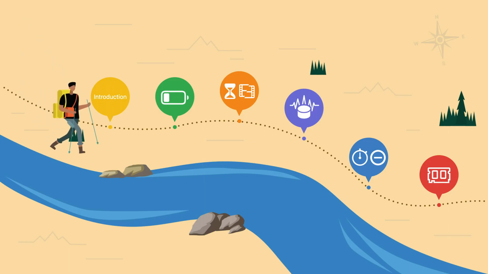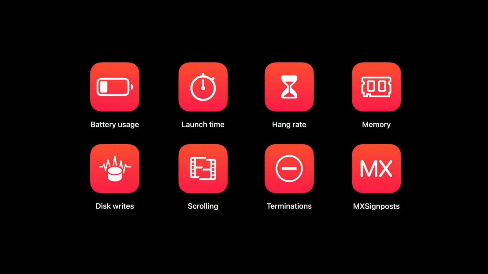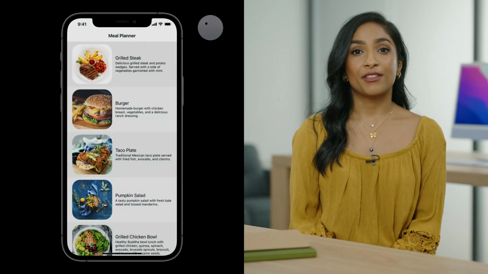First, a quick introduction. Let's take a look at the different performance metrics we'll cover today. There are currently 8 key things to track for application performance: battery usage, launch time, hang rate, memory, disk writes, scrolling, terminations, and MX signposts. All of these can be tracked through our toolset. I'm a developer for an app called Meal Planner that allows users to track their meals for the week and save cool recipes.